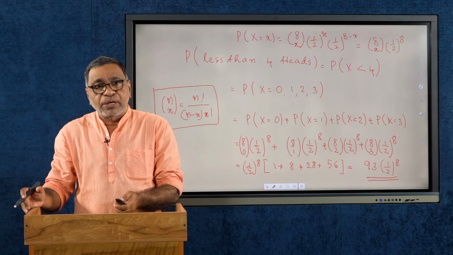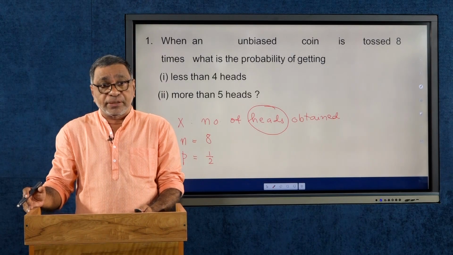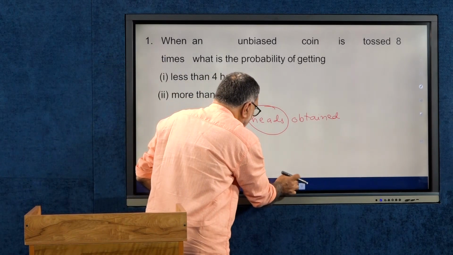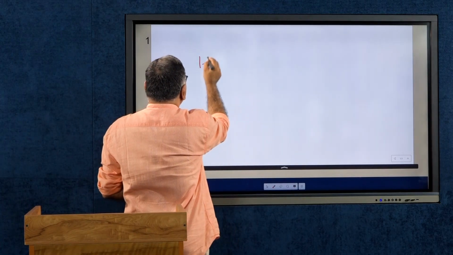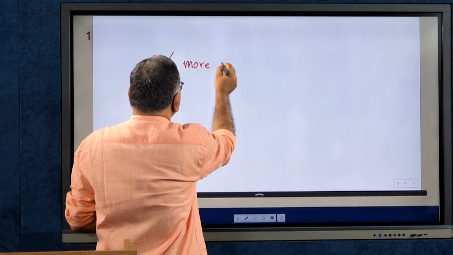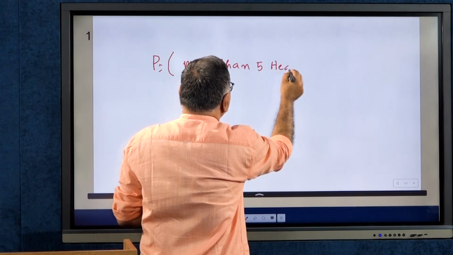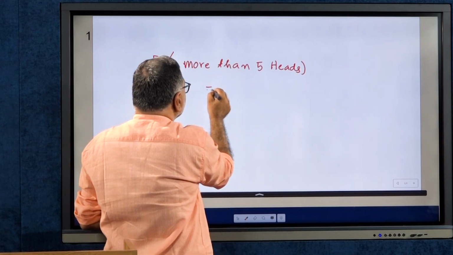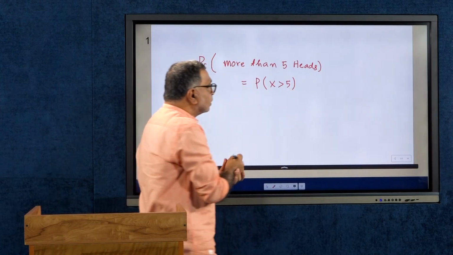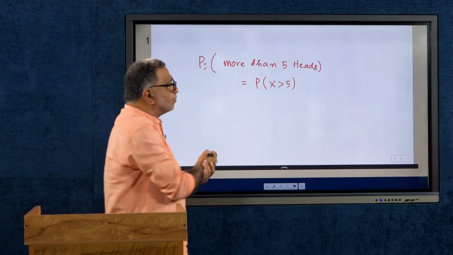Again, we have another event. The question is, what is the probability of getting more than 5 heads? So, suppose we are finding the probability of getting more than 5 heads. Here also we transform this as X greater than 5. We have defined the random variable X as the number of heads. So, probability of getting more than 5 heads is probability of X greater than 5.